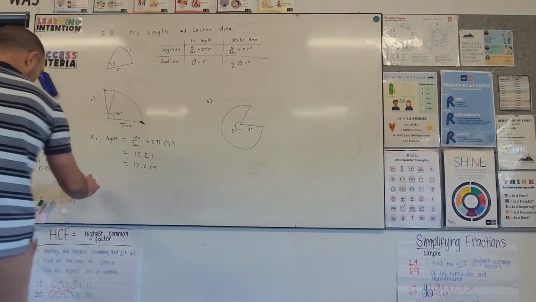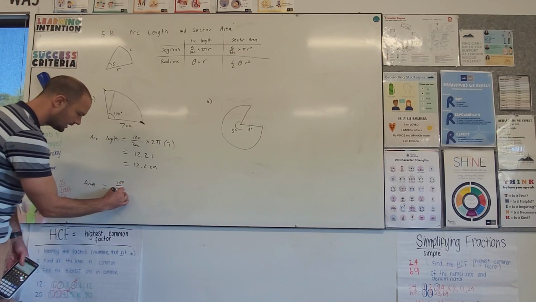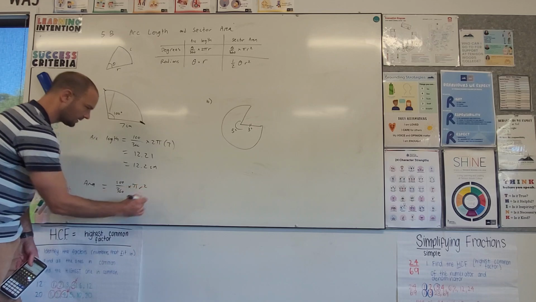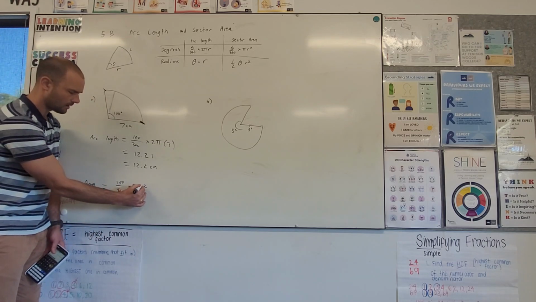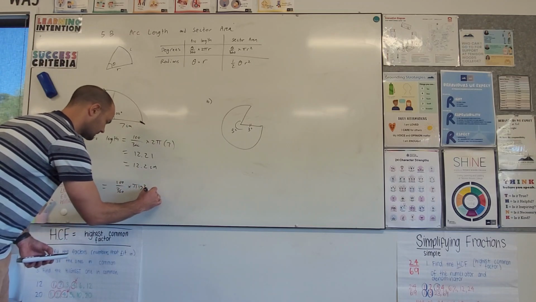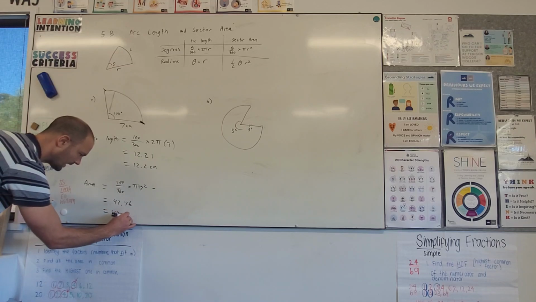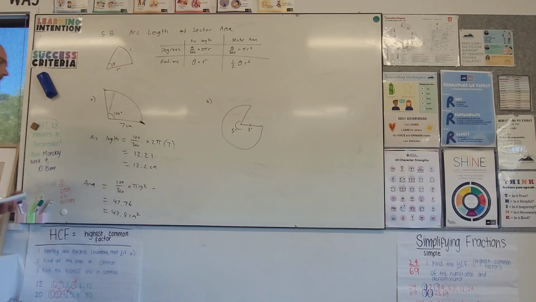Okay, next for the area. The area is theta on 360, so again 100 on 360 multiplied by pi r squared. So in this case the radius is 7, so pi times 7 squared. So evaluate that, and we've got 42.76, which rounds up to 42.8 centimetres squared. Okay, notice how area is in centimetres squared, it's units squared, whereas arc length is just a distance in centimetres.